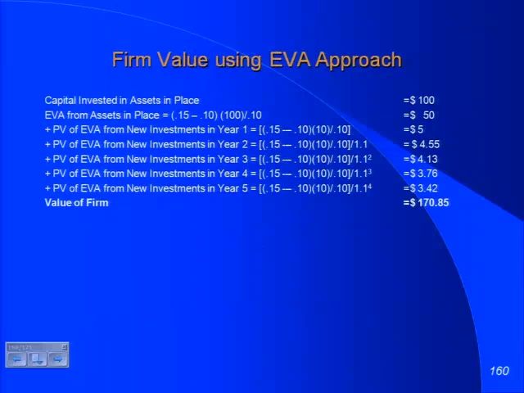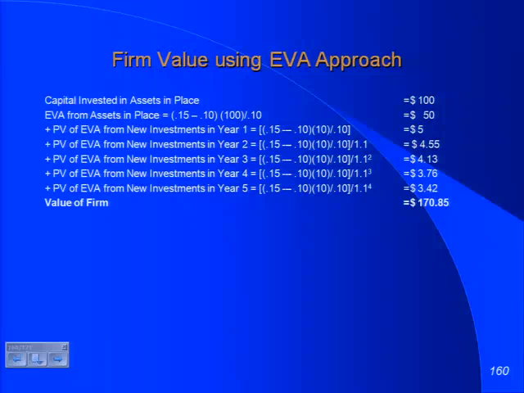How come there's nothing after year 5? They keep making investments, I thought, after year 5. But what is it about those investments that makes them irrelevant? They earn exactly the cost of capital. So if I was Stern Stewart, I'd put this up and say, value of the firm, EVA, is 170.85 million.